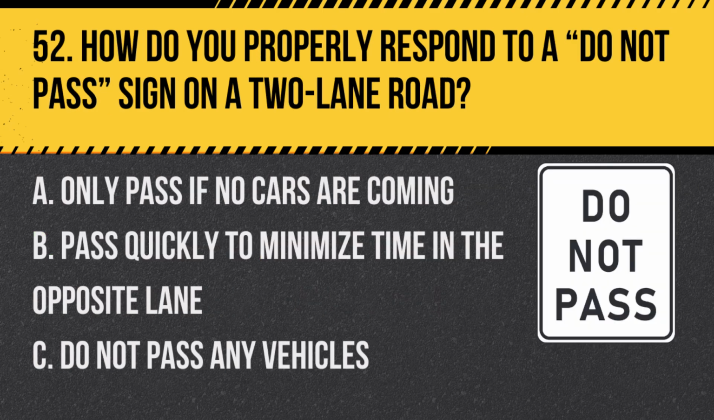Question 52. How do you properly respond to a do not pass sign on a 2-lane road? A. Only pass if no cars are coming. B. Pass quickly to minimize time in the opposite lane. C. Do not pass any vehicles. Answer: C. Do not pass any vehicles. A do not pass sign indicates that passing is not allowed on that stretch of road.